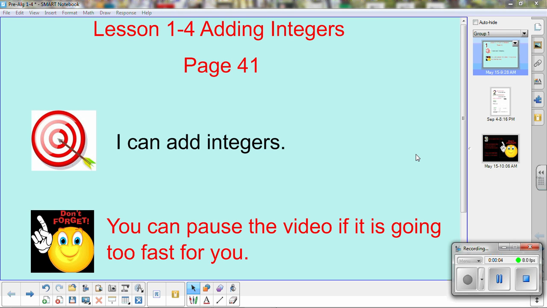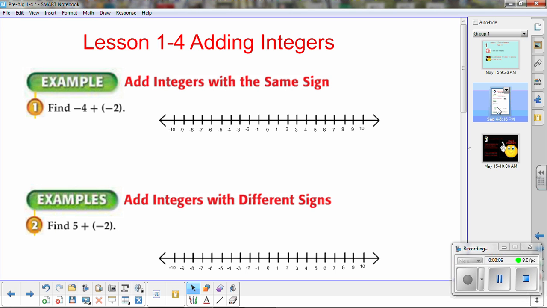In Lesson 1-4, you will learn how to add integers. In our first example, we're going to use a number line to help us add integers.